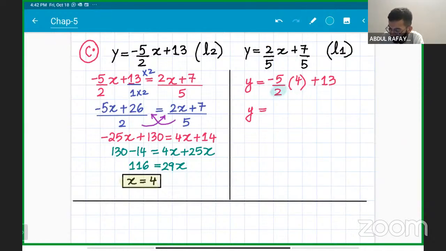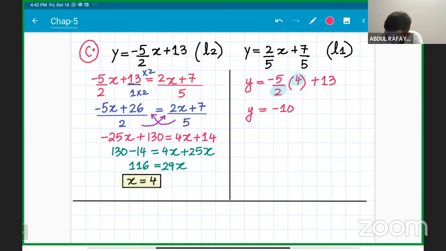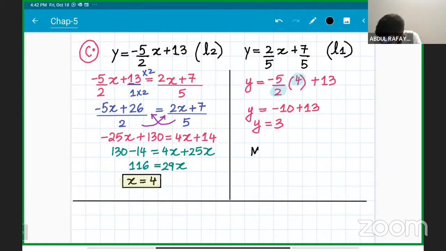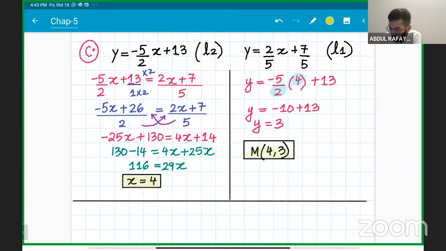Please stop me anywhere where you don't get anything. 2 ones are 2, 2 twos are 4. So -5 twos are 10, and -10 plus 13 is 3, so the y coordinate will be positive 3. They wanted the coordinates of M, so make sure you give the examiner the answer in the form of coordinates of M. That is basically (4, 3). X coordinate is 4 and y coordinate is 3. Okay, students, M is basically (4, 3).